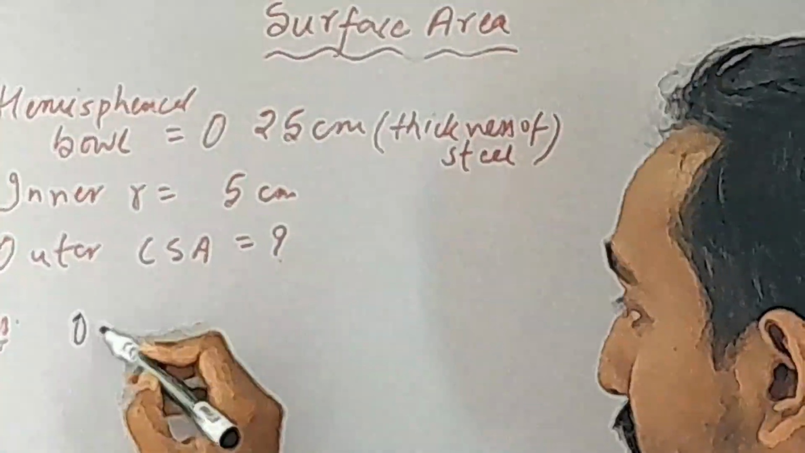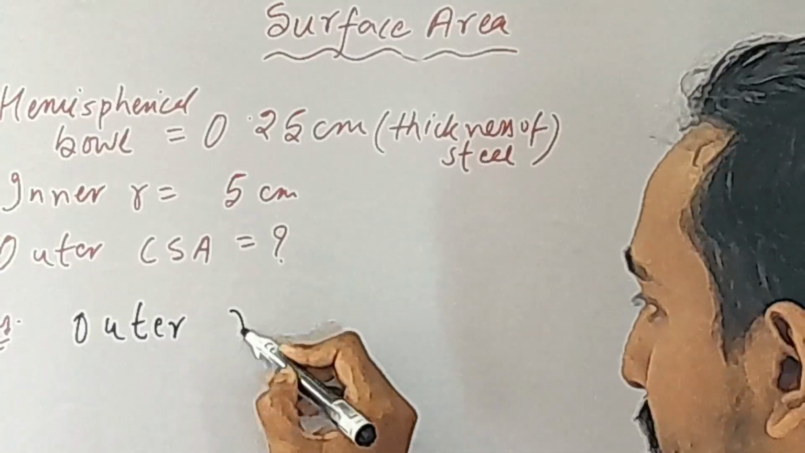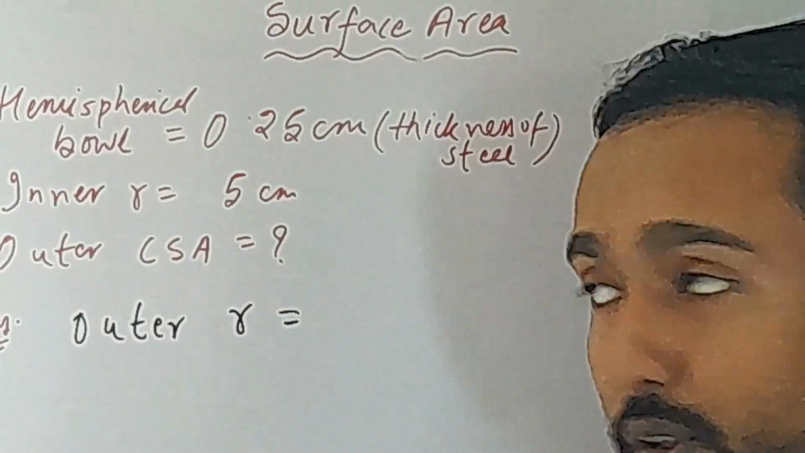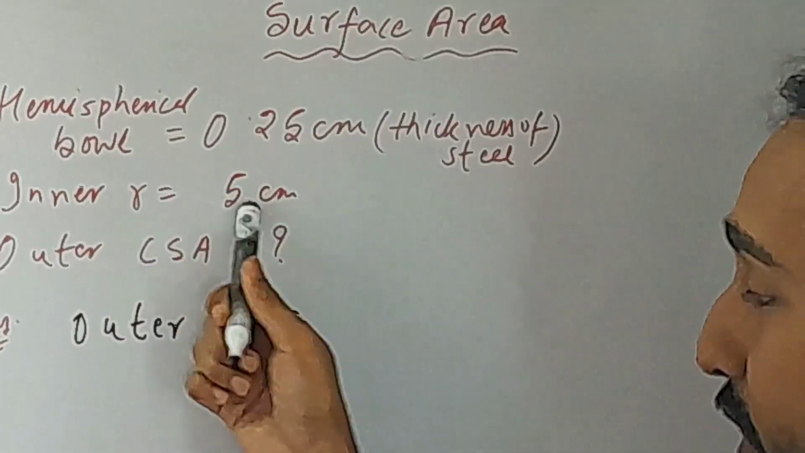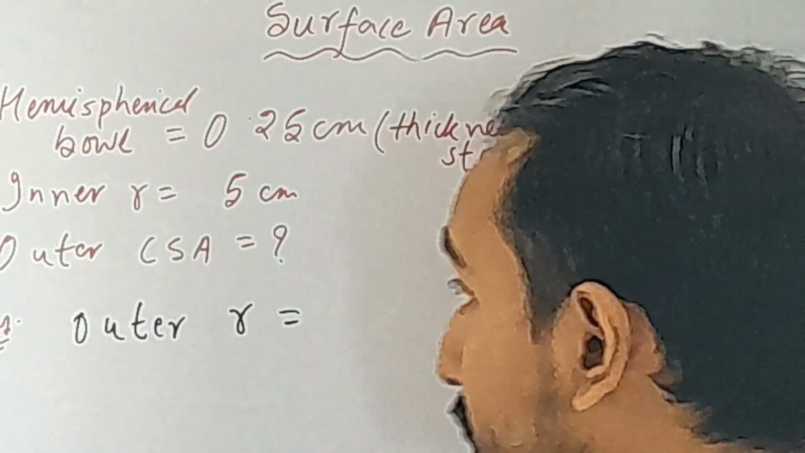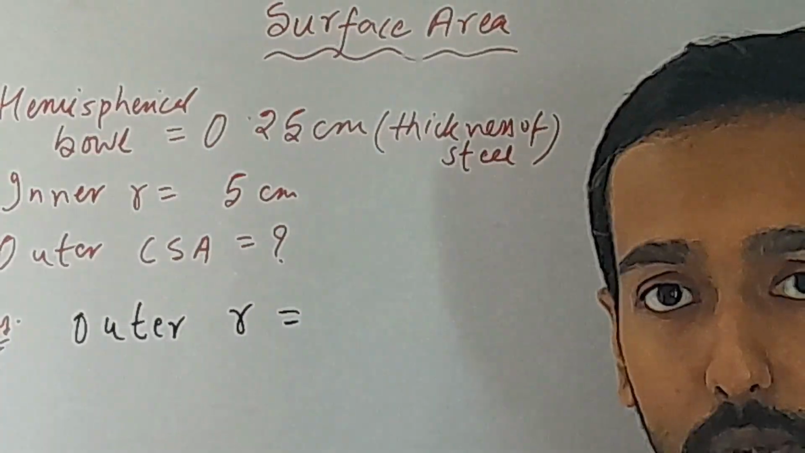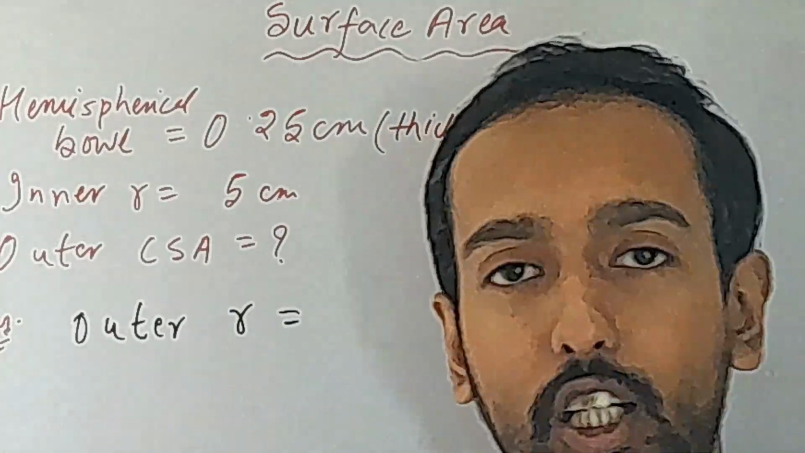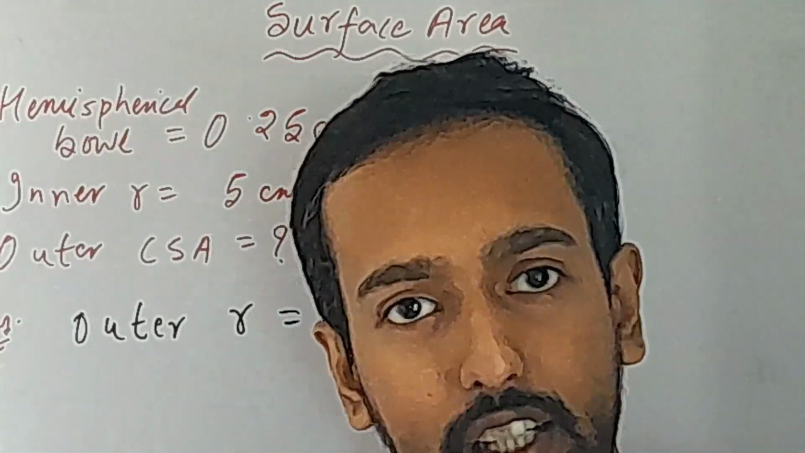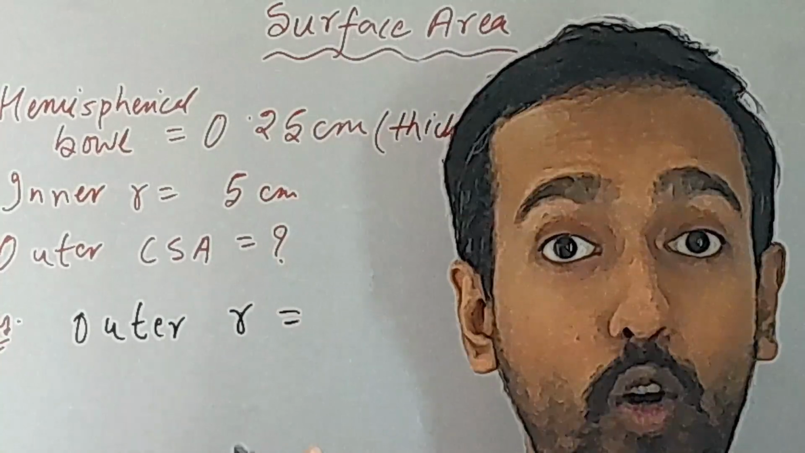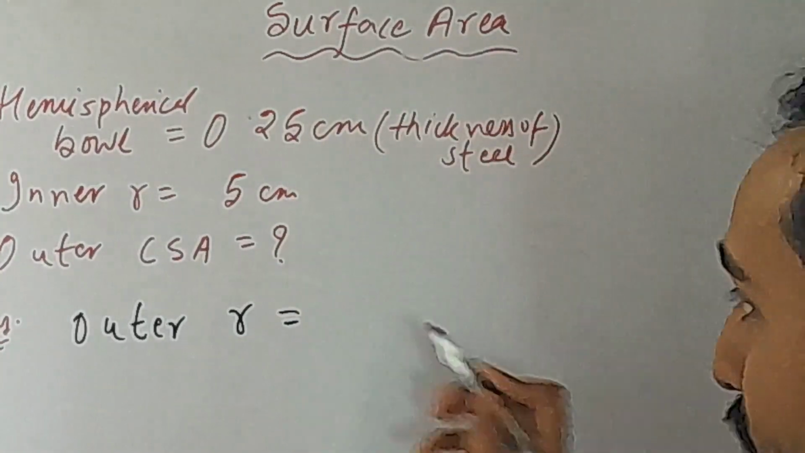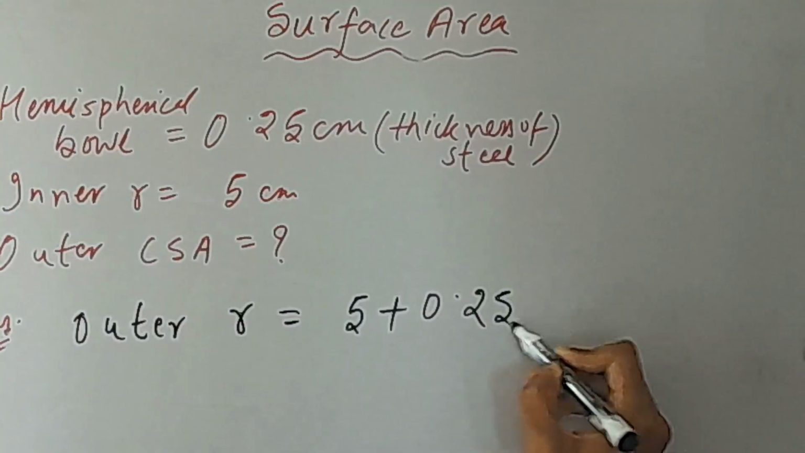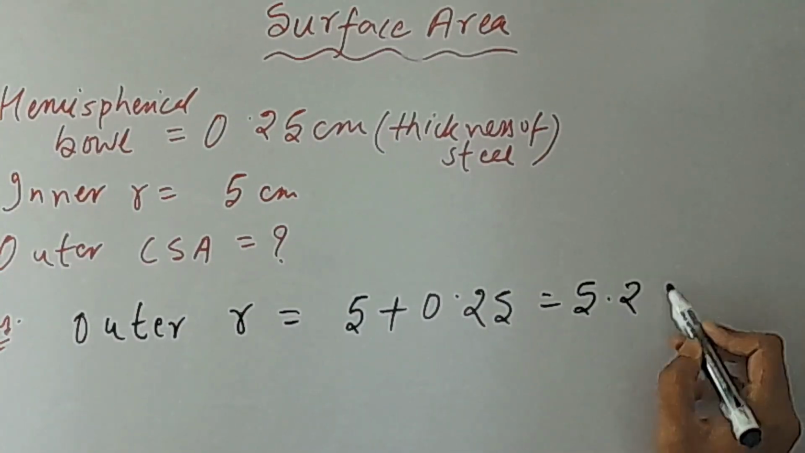The outer radius will be easily found by adding two radii. First we take the inner radius, already given in the question, that is 5 centimeter, and we add 0.25 centimeter, the thickness of the steel used to make this hemispherical bowl. So we add the thickness of the steel to the inner radius in order to find the total outer radius of the hemisphere. So the outer radius is 5 plus 0.25, and the total answer comes out to be 5.25 centimeters.